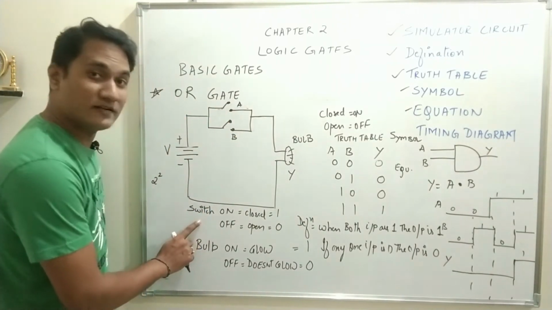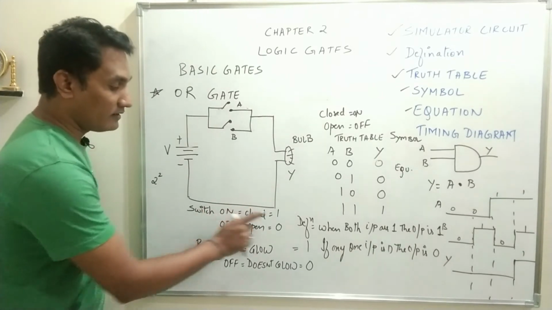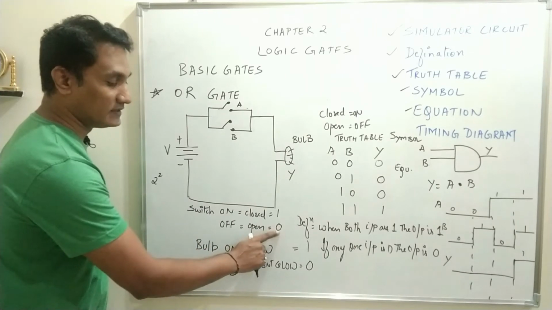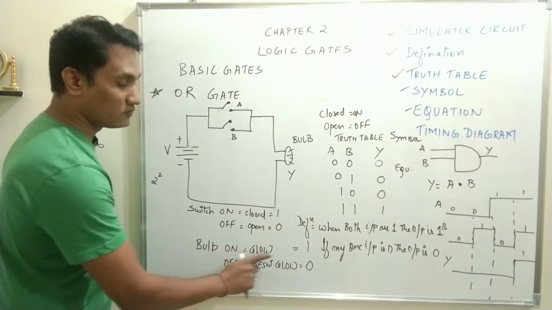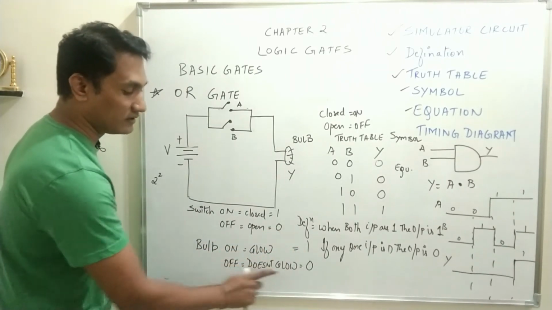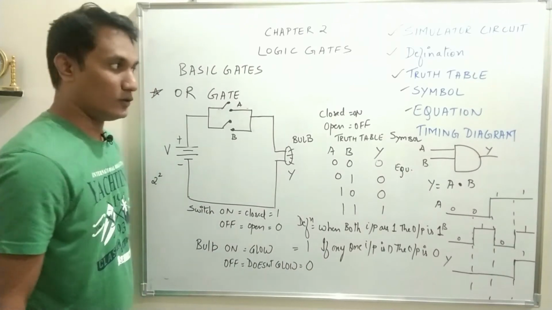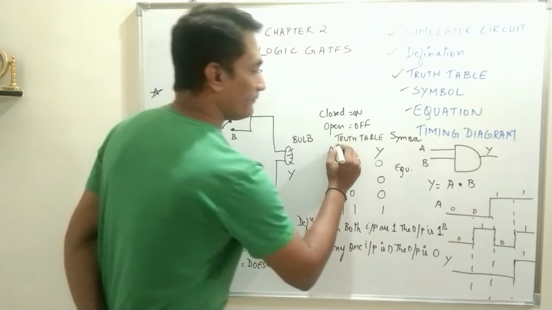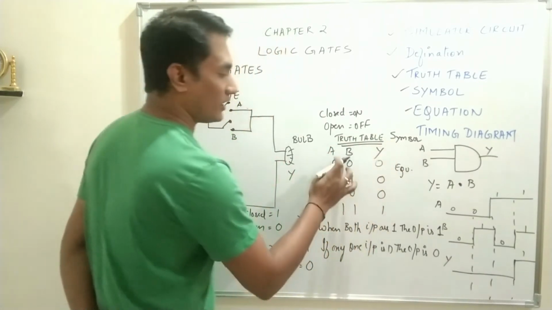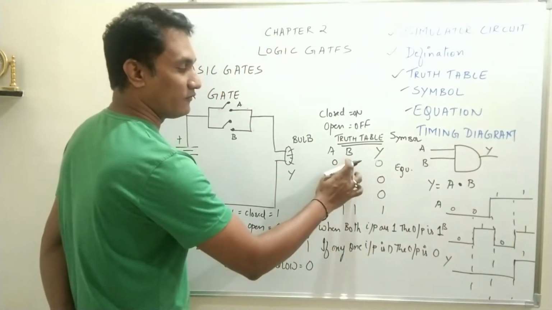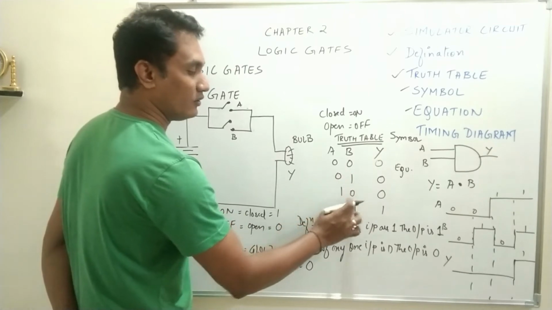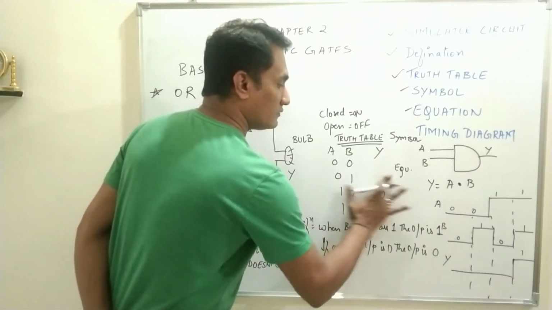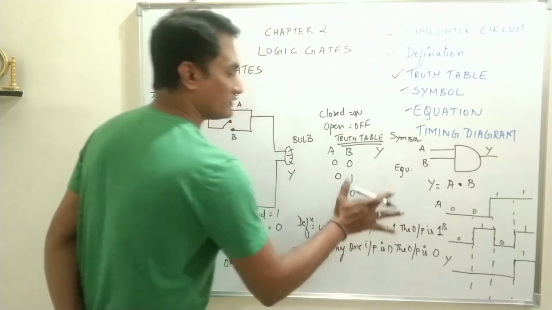Again the same conditions will prevail. Switch on, we will consider the input to be 1. Switch off, we will consider it to be 0. Bulb glows, we will consider the output to be 1. Bulb doesn't glow, we will consider it to be 0. Again, how many inputs? 2 inputs. So in the truth table, how many possible combinations will we have? 4: 0 0, 0 1, 1 0, 1 1. So now see the output according to the inputs which we have applied.